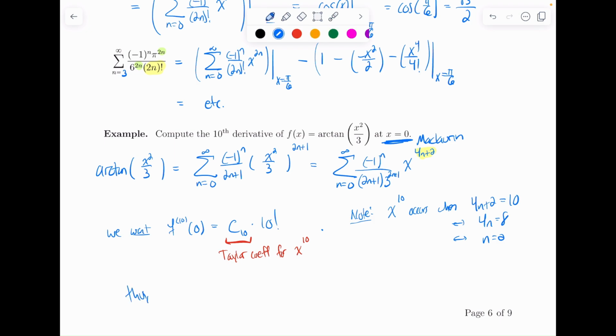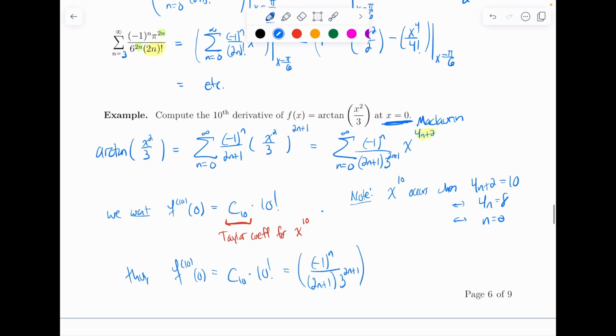Thus, what we're working with is the fact that the 10th derivative at 0 is, again, c10 times 10 factorial. This is going to be the coefficient formula. That's going to be, in this case, (-1)^n over 2n plus 1 times 3^(2n+1). That's the coefficient formula evaluated specifically at n equals 2 times, of course, 10 factorial. And I won't simplify it, but this turns out to be something like 10 factorial over 5 times 3 to the 5th.